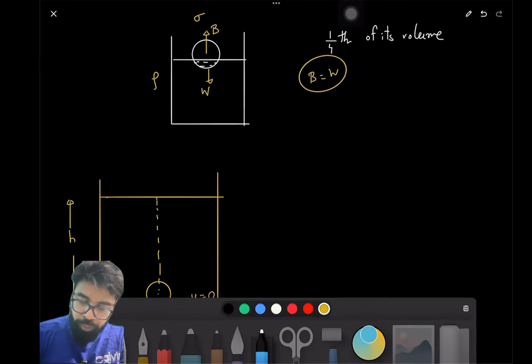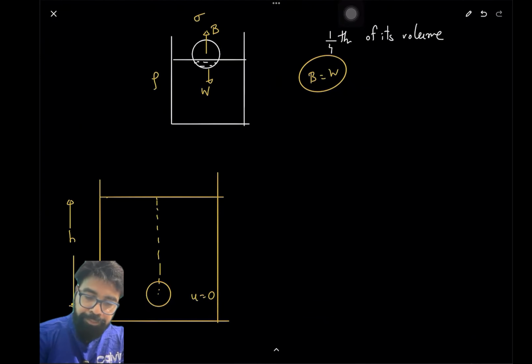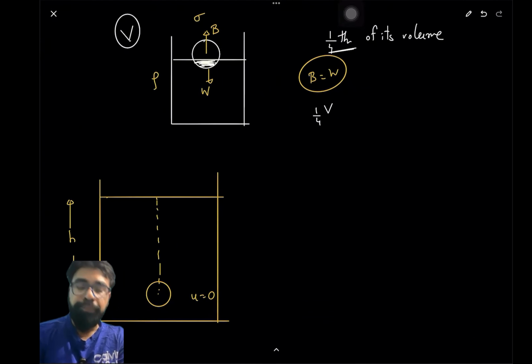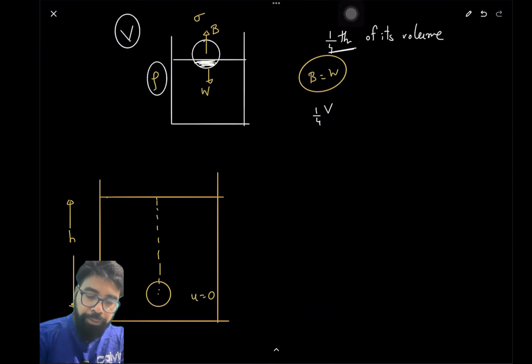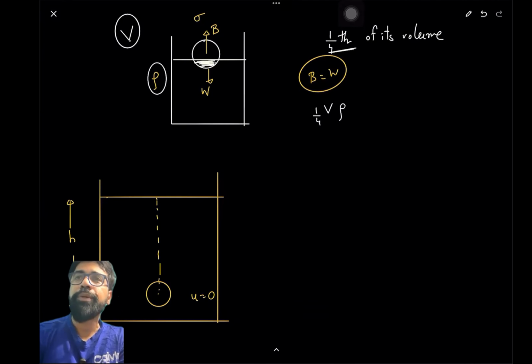So what is the buoyant force? The buoyant force will be based on 1/4 of its volume. So let us assume the total volume of this body is V. How much volume is inside the liquid? It is 1/4. So 1/4 into V of the total volume is inside the liquid. Let us assume the density of the liquid is rho. So what is the mass of the liquid that is being displaced? It is 1/4 into V into rho. By Archimedes principle, this multiplied with g will give you the buoyant force.